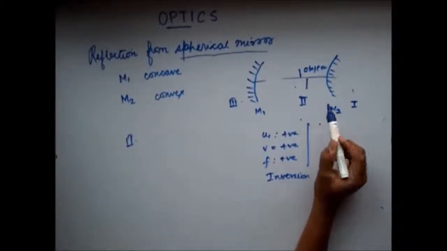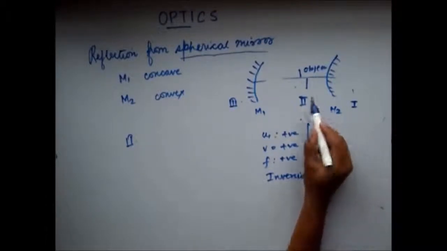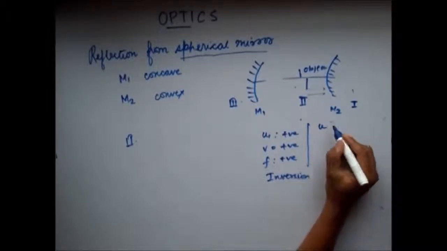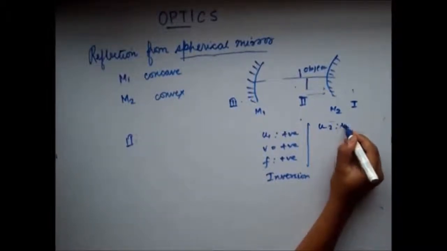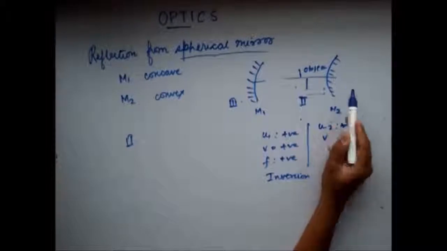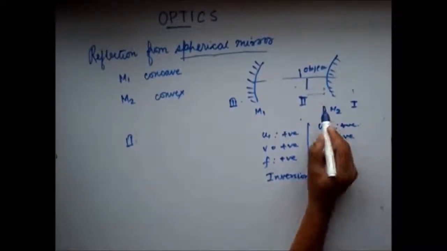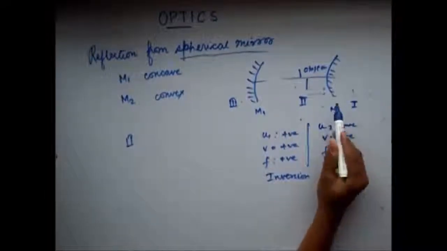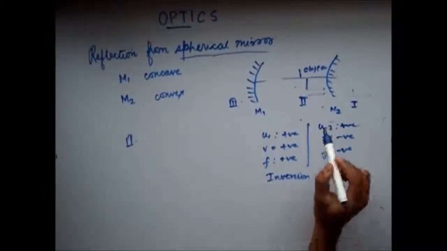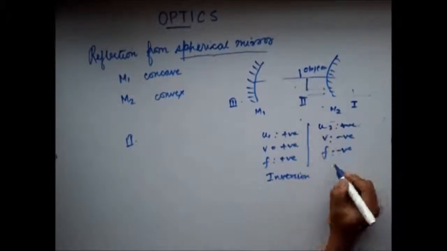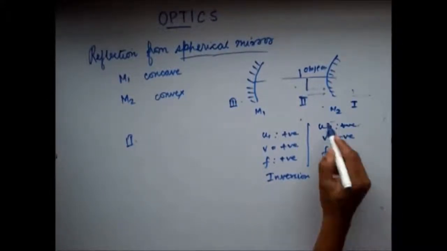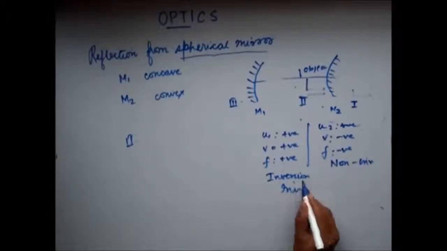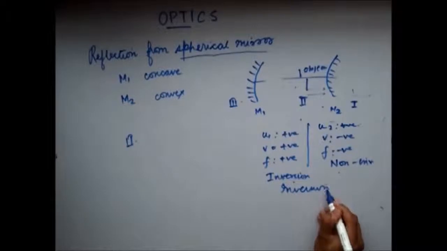For this one, the object is here, I move in this direction to the mirror, the incident ray also in this direction. U2 is positive, V will be formed here, it's negative, F is negative, because real space is here, virtual space is here for this mirror. And for this reflection, there is no inversion. So finally, there is an inversion occurring. Inversion plus non-inversion gives an inversion.